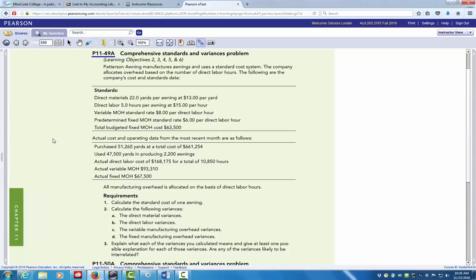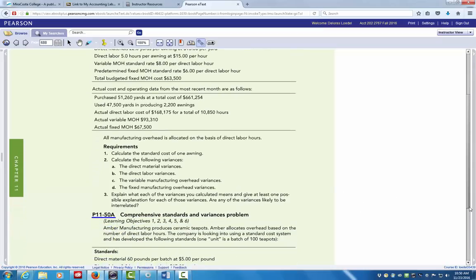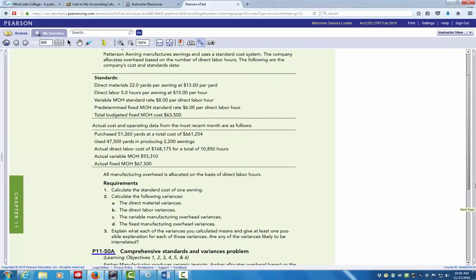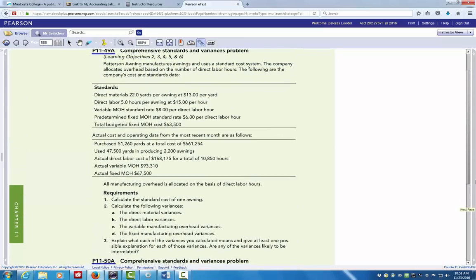If you can't see the whole problem, you can always scroll down on the screen and you should be able to see everything by doing that when you pause the video. So take a look at all of these objectives and all of the requirements, and then we'll come back in just a moment.